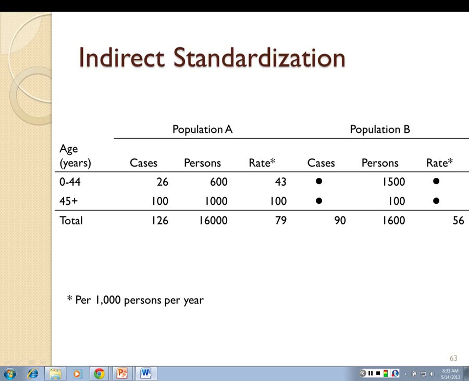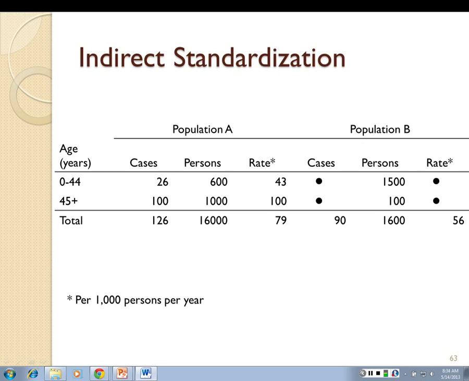Now there are times when you may be missing information that makes it impossible to use the direct method of standardization. For example, here we are missing the number of cases, and therefore the rates for each individual stratum in population B. In this situation, we would use the indirect method of standardization. In the indirect method, you essentially calculate backwards the number of expected cases in the comparison group, using the rates from a reference group and the true number of people from your population. The indirect method is more complex than the direct method of standardization. Therefore, we will not be covering the calculations in class.